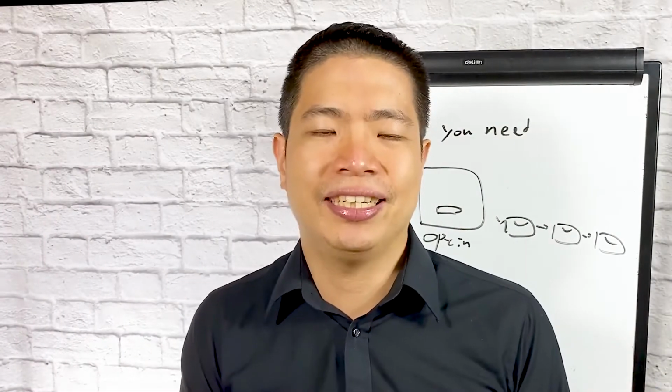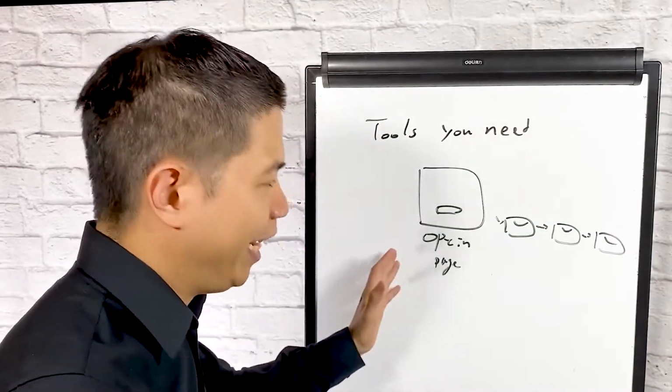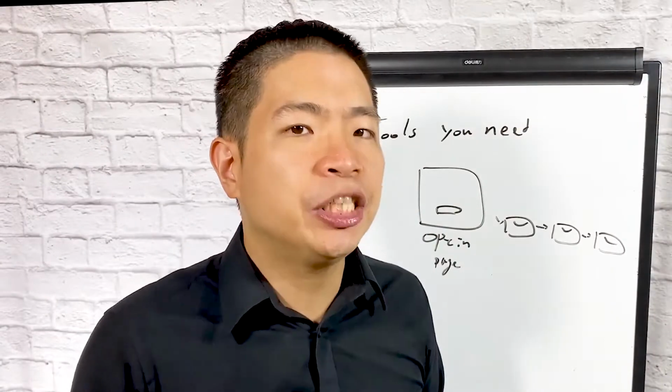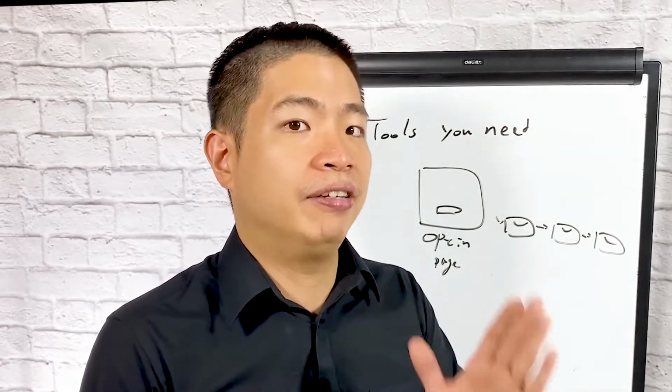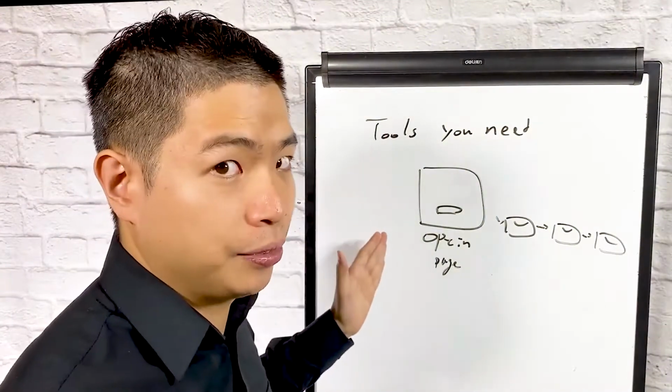So when it comes to email marketing, there are only two tools you need. The first one is the tool we are going to use to build our opt-in page. This one is called a Page Builder, or some people will call it a Funnel Builder. The one I'm using is called ClickFunnels, right?